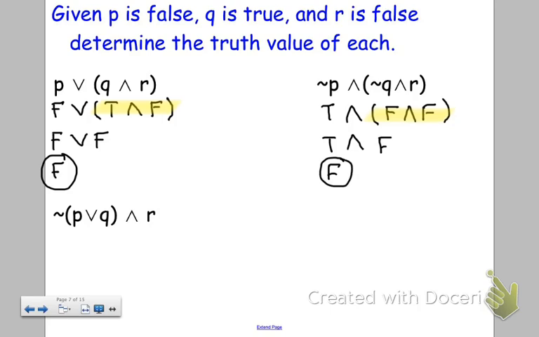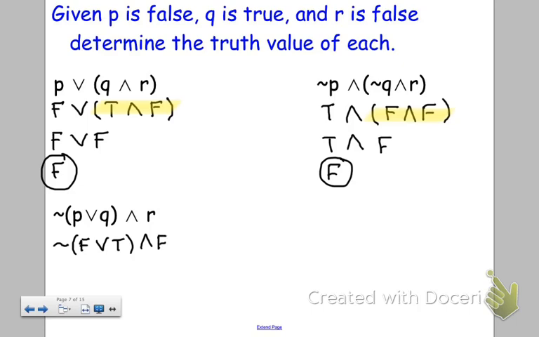Okay. The last one on this page says negate the quantity P or Q and R. So the P or Q is what's in parentheses, and we need to negate that. Okay. When I write this out originally, I'm going to copy over my negation symbol. I'm going to replace my P with an F because P is false. I'm going to copy over my or symbol. I'm going to replace my Q with a T because Q is true. Copy over my and symbol. And I'm going to replace R with F for false.